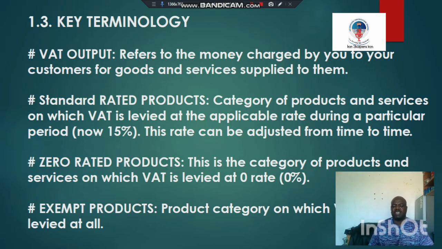Now let's look at standard rated products. So what is this category? These are basically products and services on which VAT is levied at the rate of 15% as of now, because this rate is adjusted from time to time. There's a category called zero rated products. This might sound futile and senseless. This is a category of products and services on which VAT is levied, but what? At a zero rate. It doesn't make any change, but there's a method to this madness. We'll explain as we proceed.